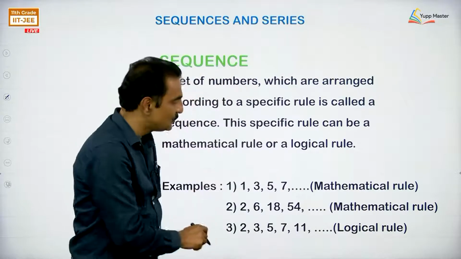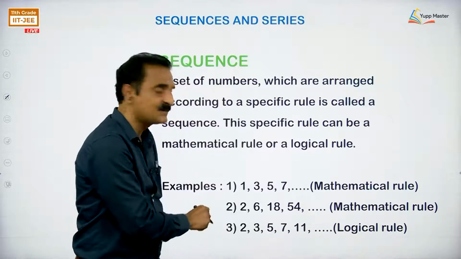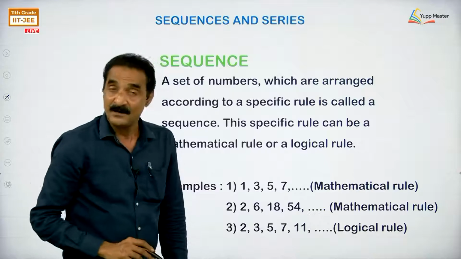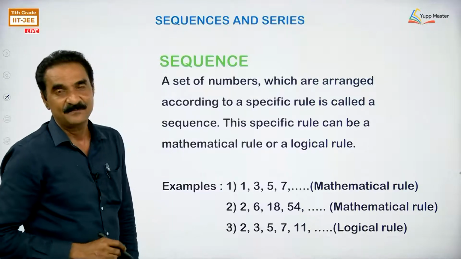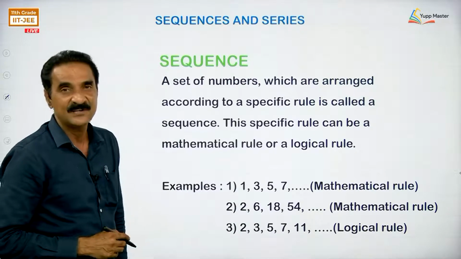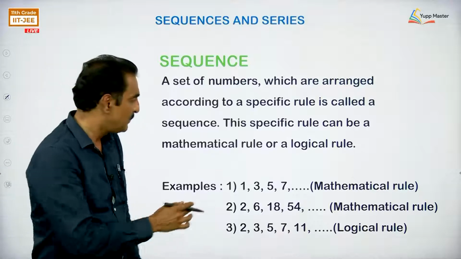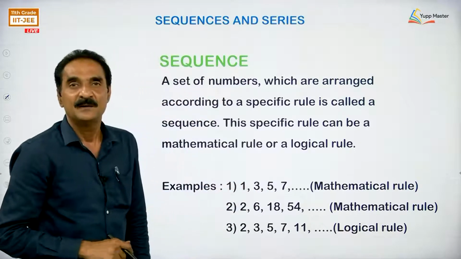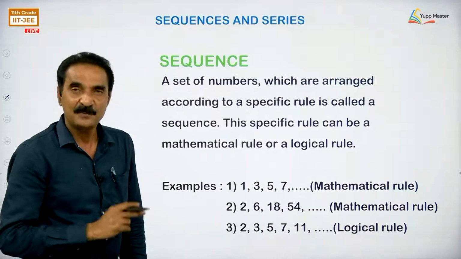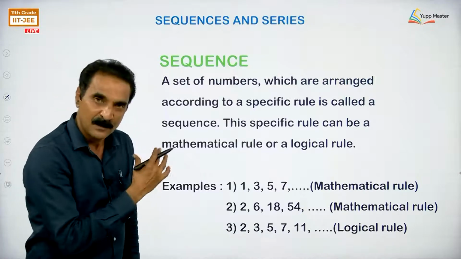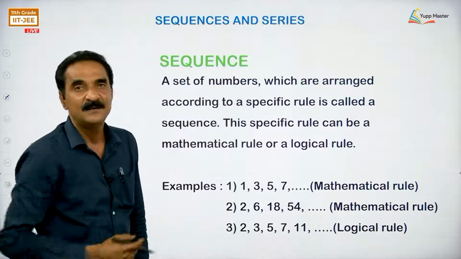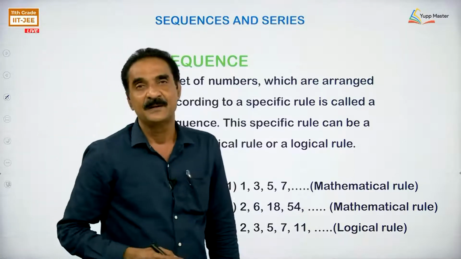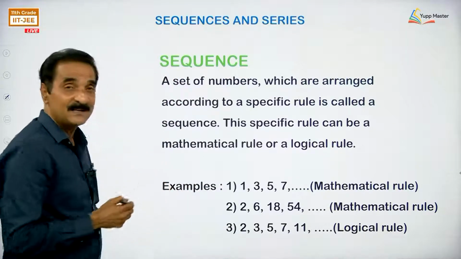So all these are called sequences. The list of numbers arranged in order is called a sequence. But if you jumble the numbers, it won't be a sequence, is it not? There should be a common rule, a common logical rule or common mathematical rule. Alright. Now let us see what is a series.